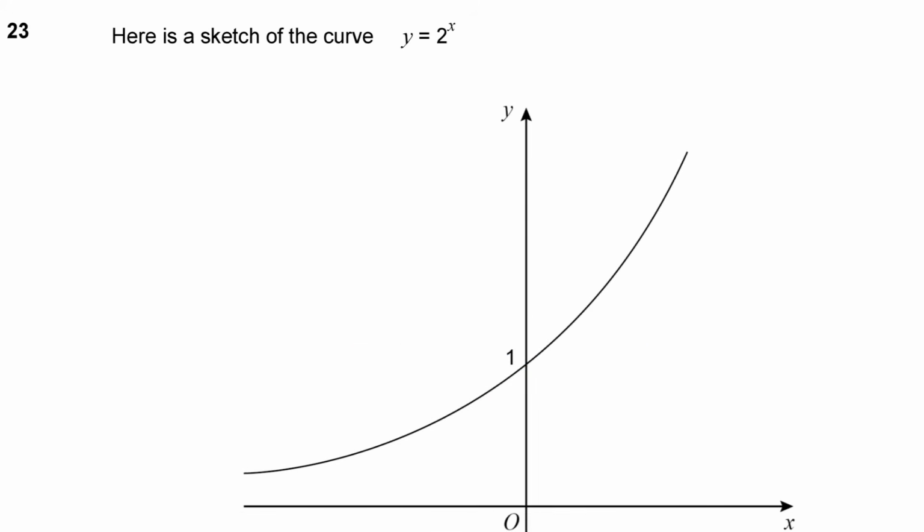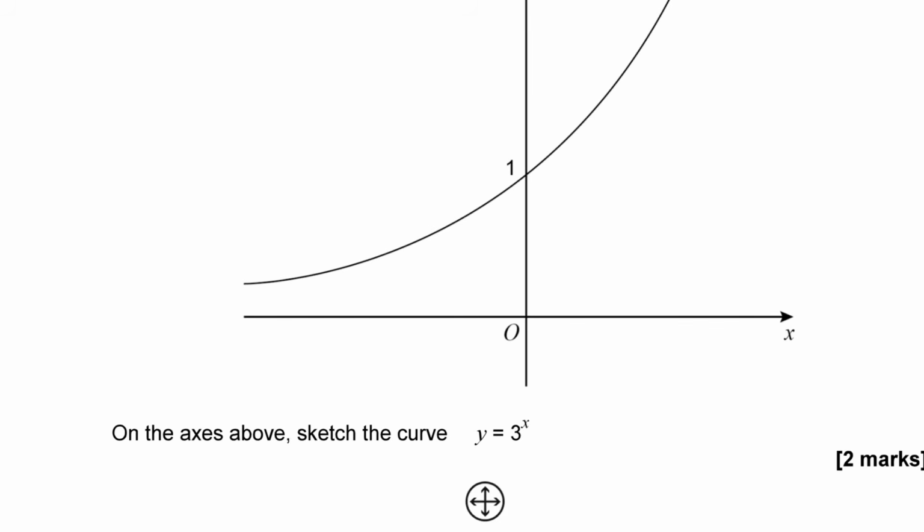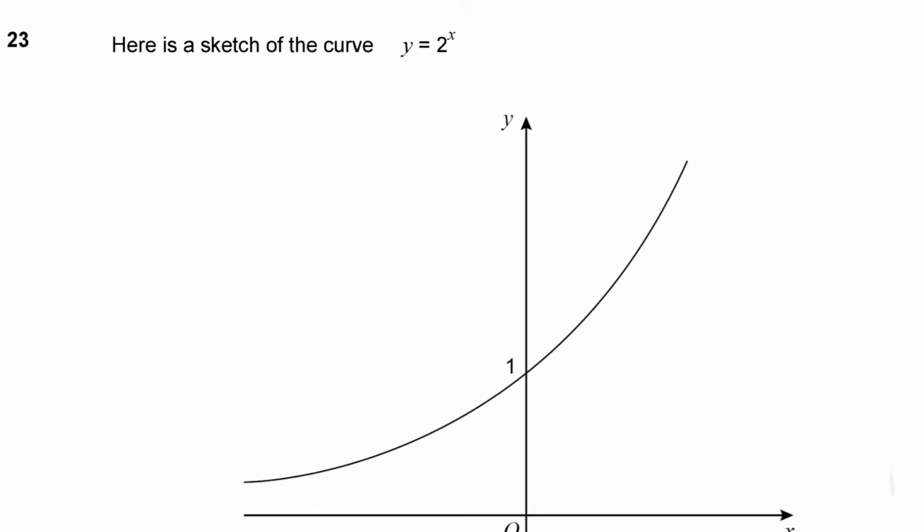Question 23. Here is a sketch of curve y is equal to 2 to the power of x. And there it is, it's sketched. Now this is what we call an exponential curve, where your unknown x is the exponent or power. So we need to transform this. So we're told on the axis above, sketch the curve of y is equal to 3 to the power of x. So how's that going to change things?